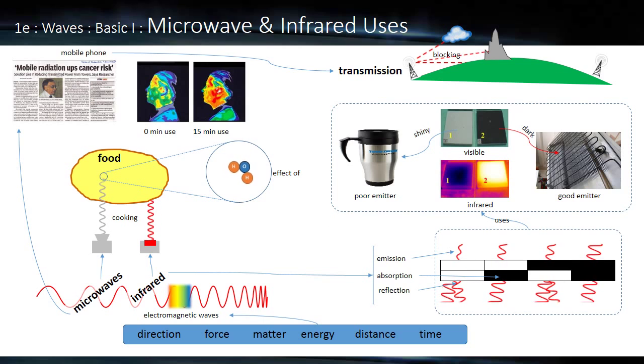So there we have it, microwave and infrared uses. We've got a contrast in cooking in terms of how deep the waves go, and then we've got our look at emission in particular, and that shiny surfaces are poor emitters, black surfaces are good emitters, and we will use them accordingly.